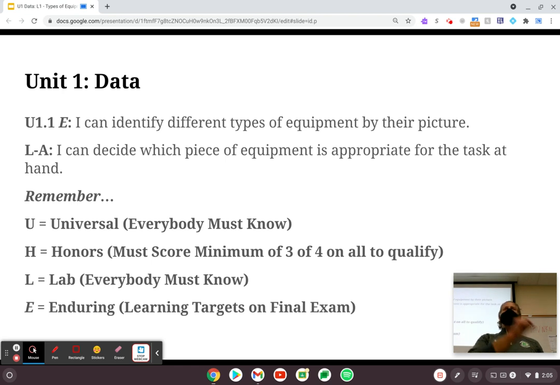If there is an H instead of a U, so if it's H 1.11, which is one of our honors learning targets, that is an honors learning target that everyone will be exposed to and everyone should try to assess. And then if you get a 3 or 4 out of 4 on the honors learning target assessment, on all of the honors assessments, you can earn the honors designation on your transcript. And then lastly, the L means it's a lab skill or lab content, and that falls under the universal also, so everybody should know that. Questions about that again?